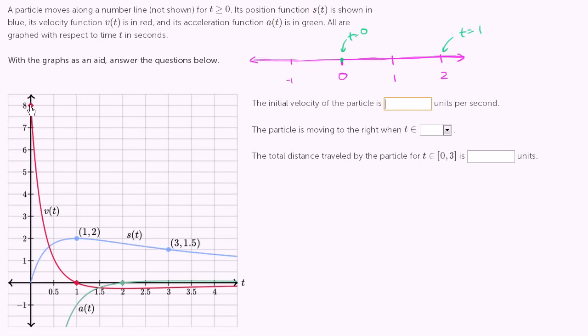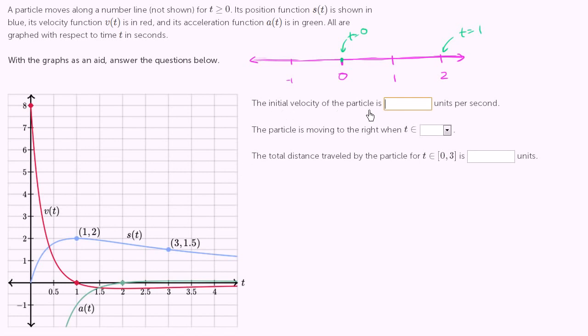Out the gate, we have a high positive velocity, but we decelerate quickly. And at 1 second, our velocity is 0. And then we start having a negative velocity, which means we're moving to the left. So fast rightward velocity, but we decelerate quickly, stop at time equals 1 second, and then we start drifting to the left. And the acceleration also shows that same narrative. But anyway, let's actually answer the questions.